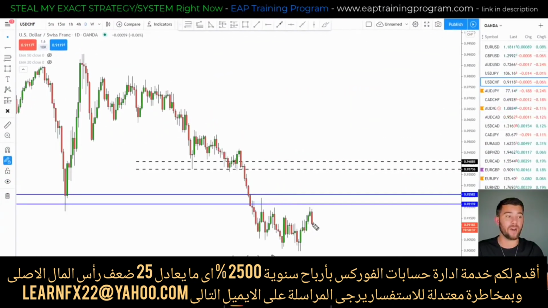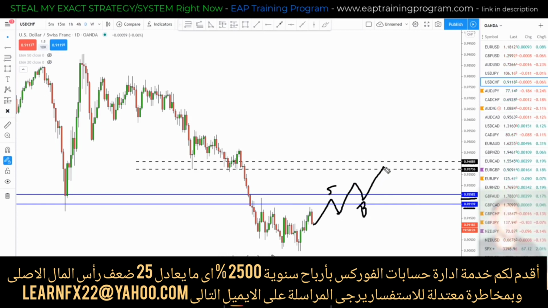My preparation is now, if this market heads higher and gets to my level between 0.9258 and 0.9213, I look for possible short trades. If we break above it and pull back, I look for possible buy trades.